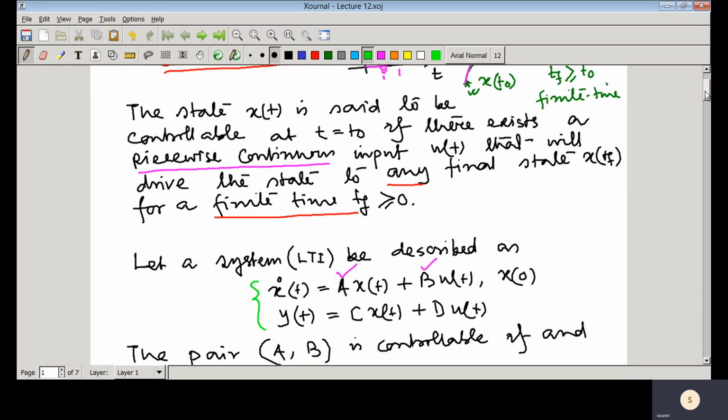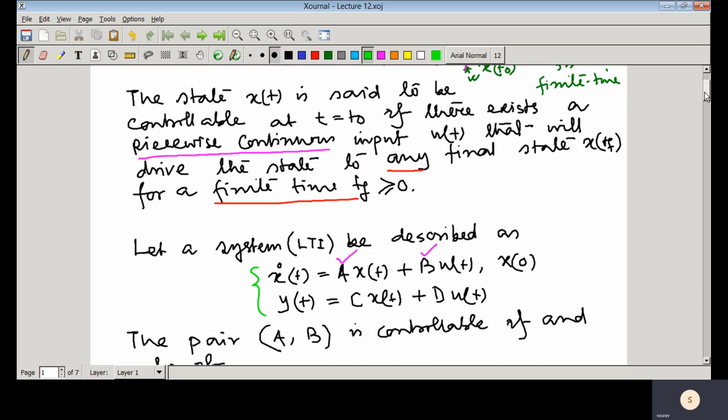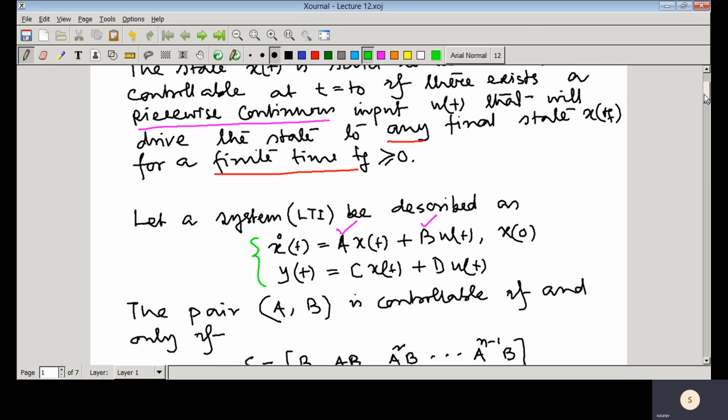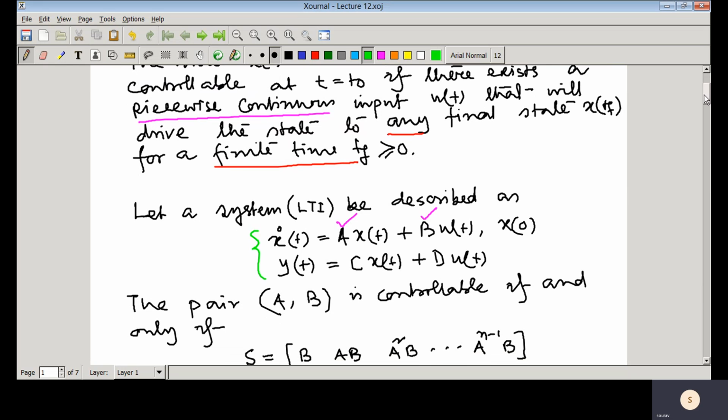That means that a state can be derived from any initial point to any point within the state space within a finite time, if there exists an input. Then that state is said to be controllable. Now for a system, if all the states are controllable, then it is called completely controllable.